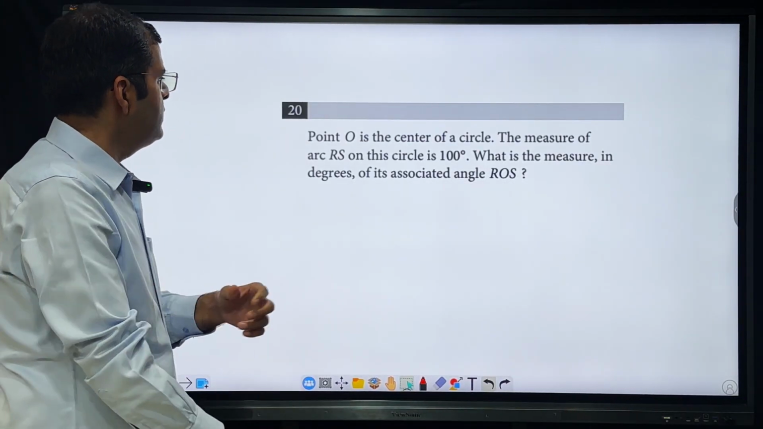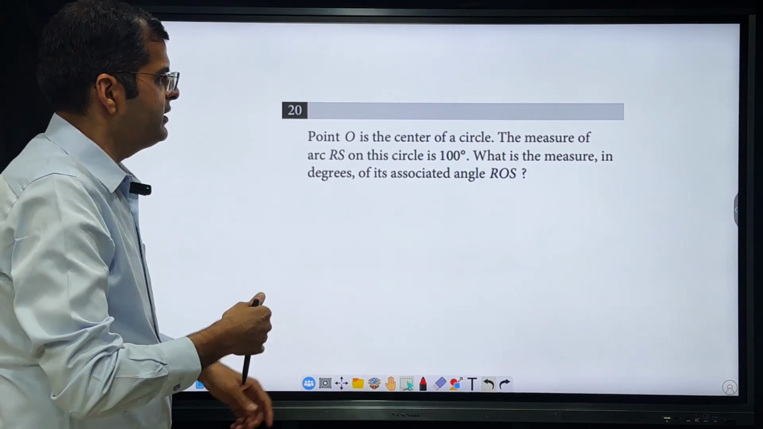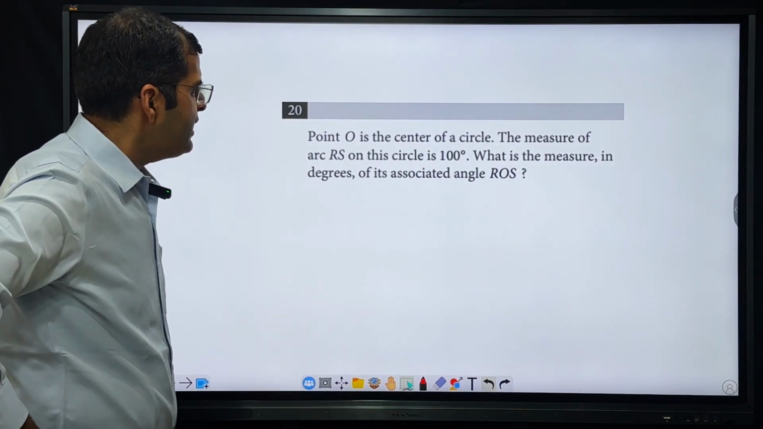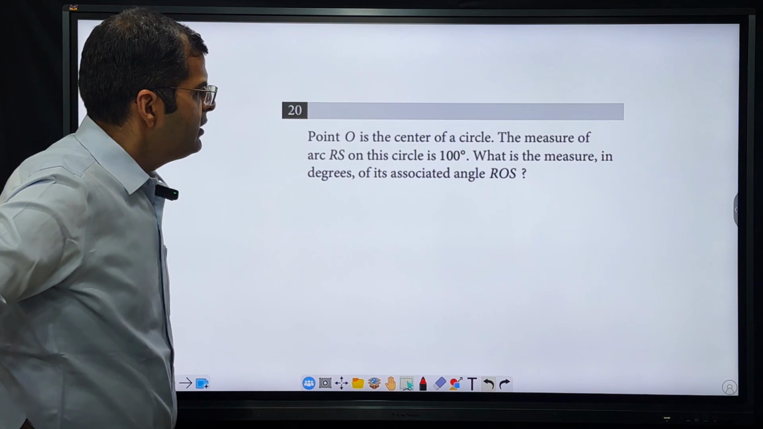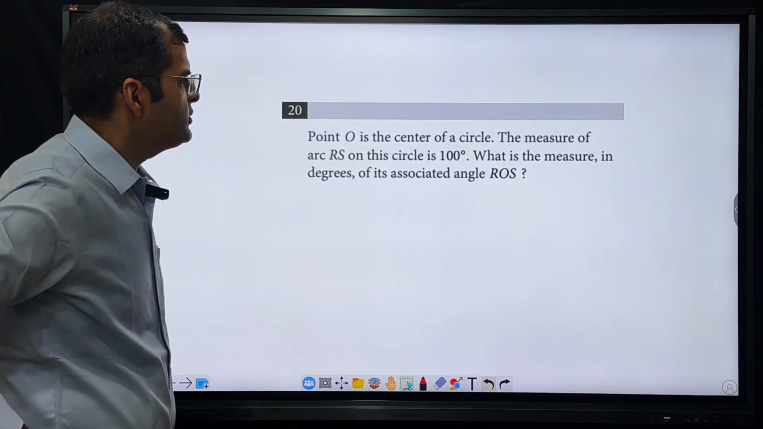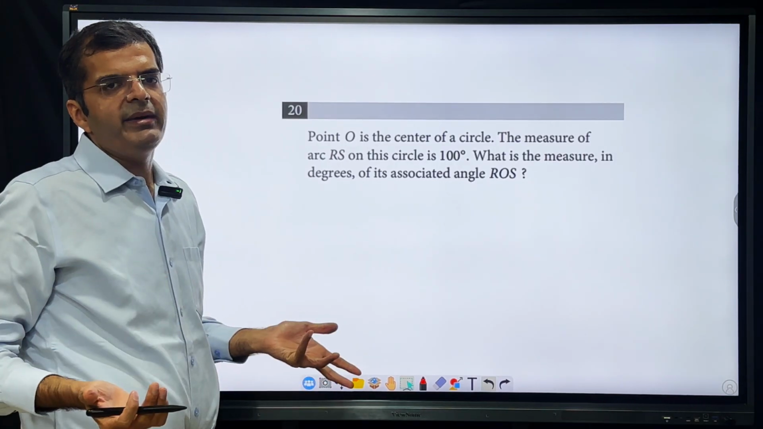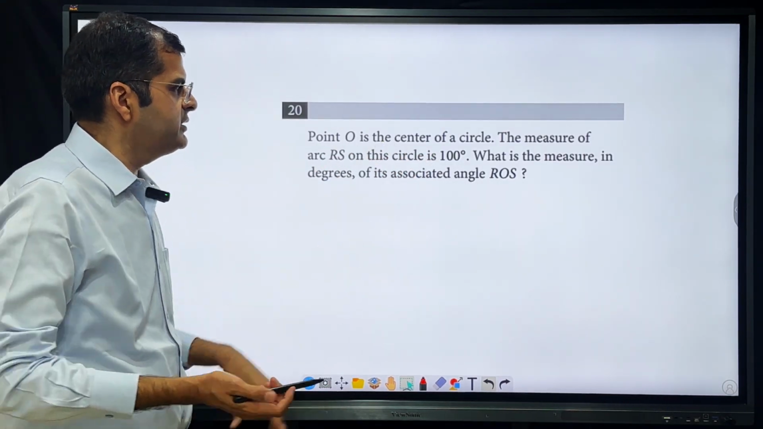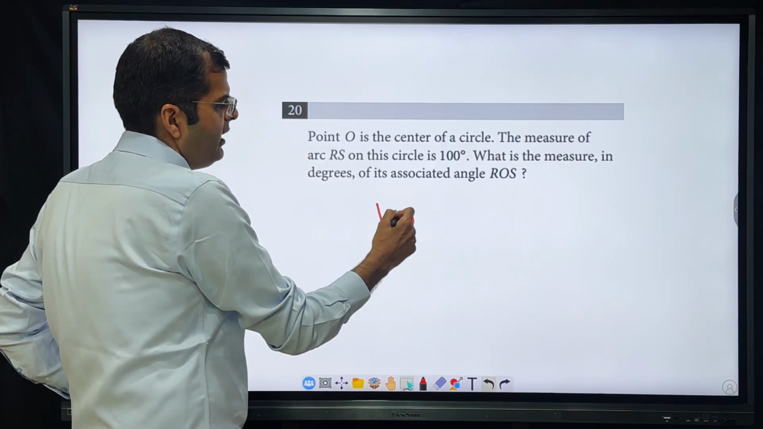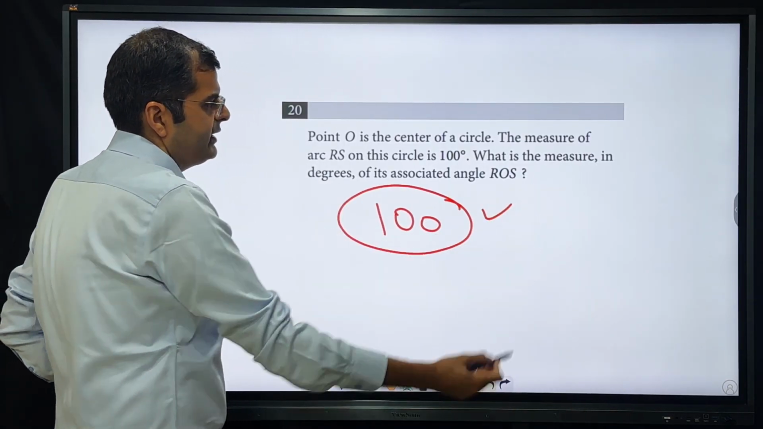Now point O is the center of a circle. The measure of arc RS on the circle is 100 degrees. What is the measure in degrees of its associated angle ROS? The associated angle ROS is equal to the measure of the arc on the circle. So the measure in degrees will be 100 only. So 100 over here is the right answer.